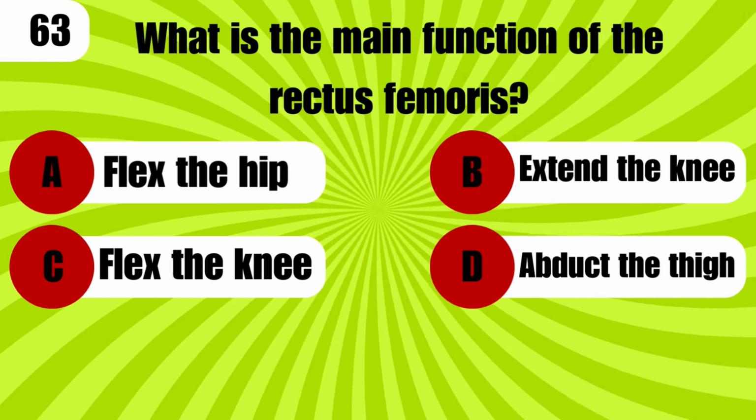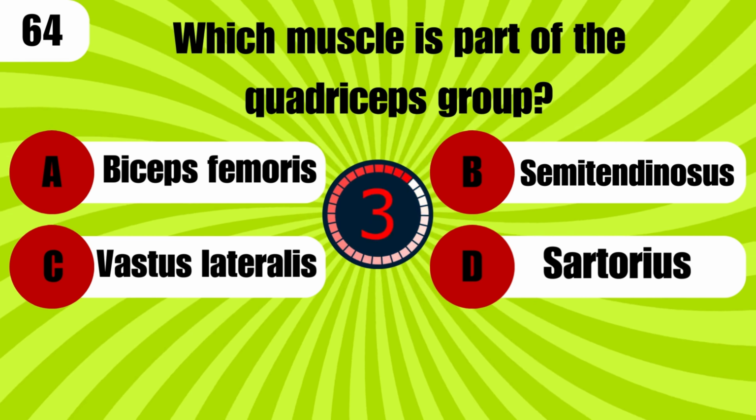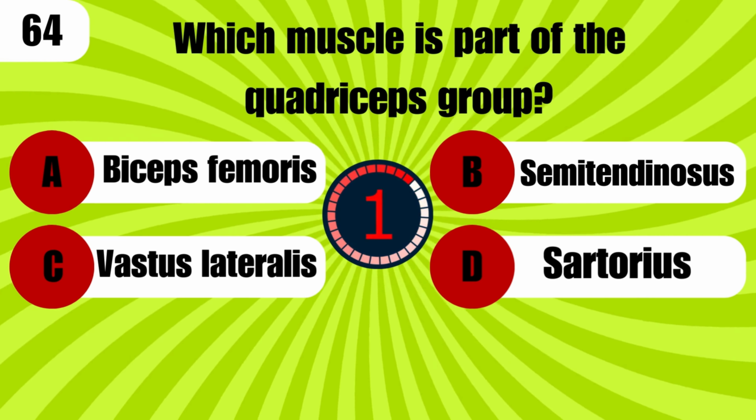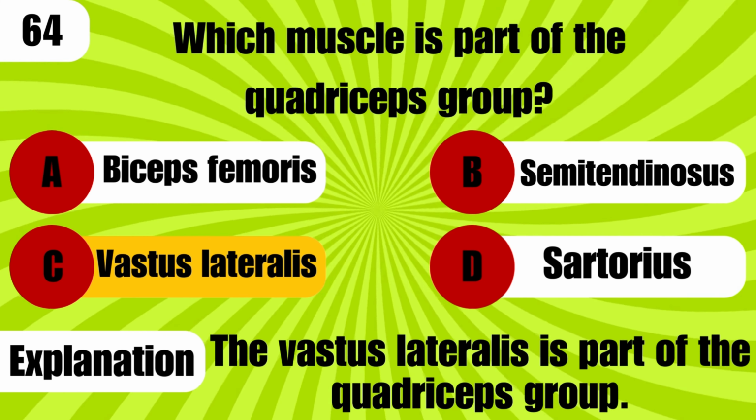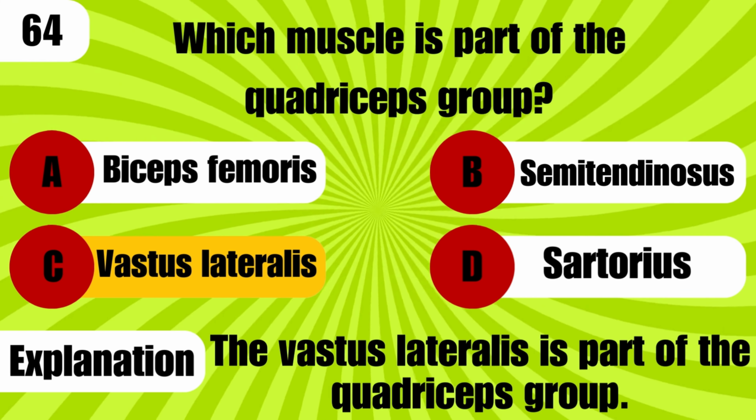Which muscle is part of the quadriceps group? Option A, biceps femoris, semitendinosus, vastus lateralis, sartorius. The right answer is vastus lateralis. The vastus lateralis is part of the quadriceps group.